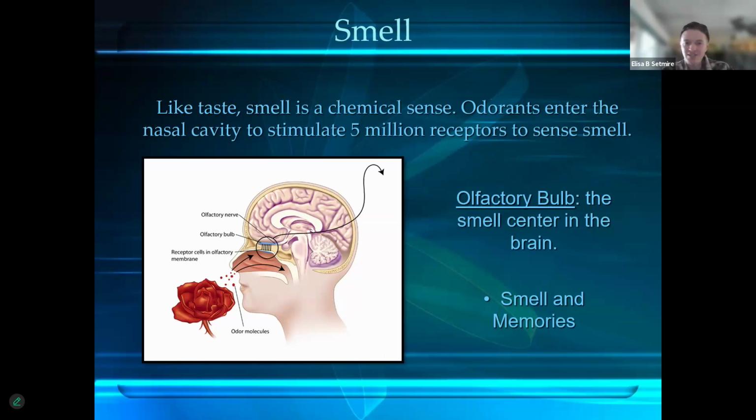Like taste, we also have the sense of smell, and smell is also a chemical sense. Odorants enter our nasal cavity to stimulate up to 5 million different receptors to allow us to sense smell. Once it comes up through our nose, it goes to the olfactory bulb in the brain, our smell center. This plays a huge part in allowing us to give it meaning and process it, right? It plays a huge role in smell and memories, something that you'll be looking at as part of our discussion this week. You'll be reading and learning a little more about it there.